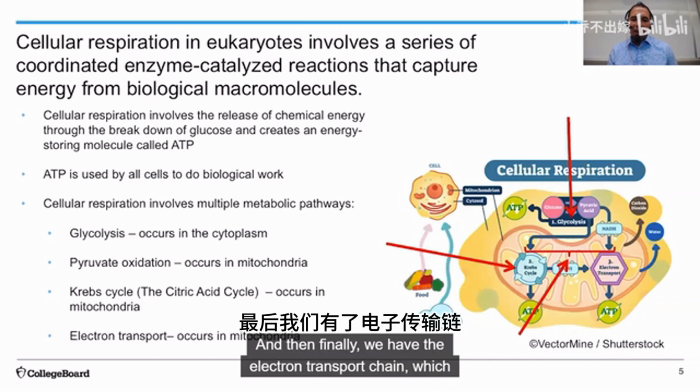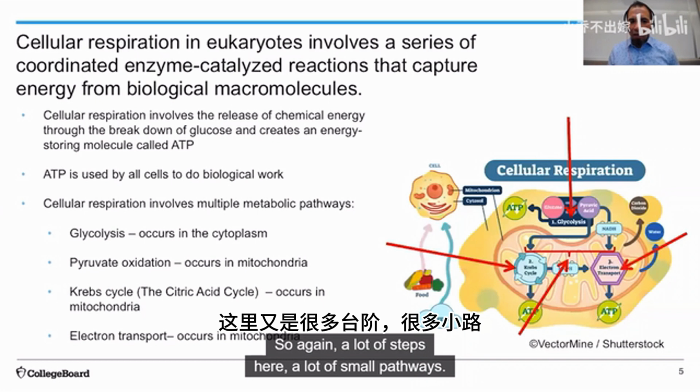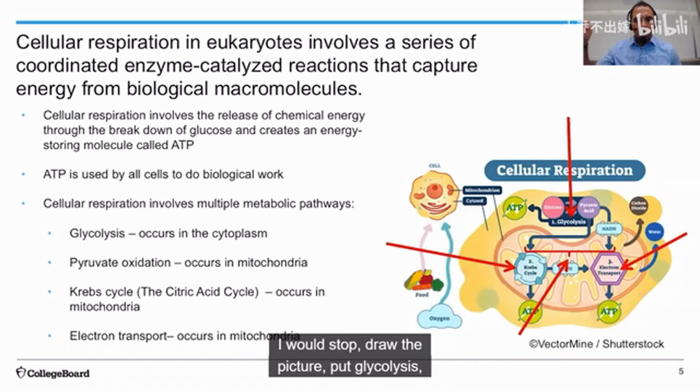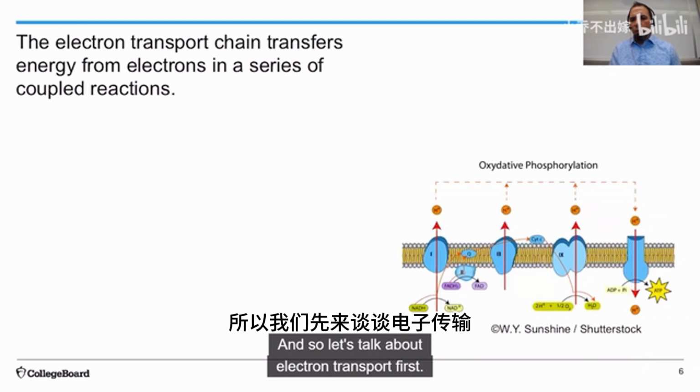And then finally, we have the electron transport chain, which occurs in the mitochondria. So again, a lot of steps here, a lot of small pathways. I would stop, draw the picture, put glycolysis, pyruvate oxidation, Krebs cycle, electron transport. And so let's talk about electron transport first.